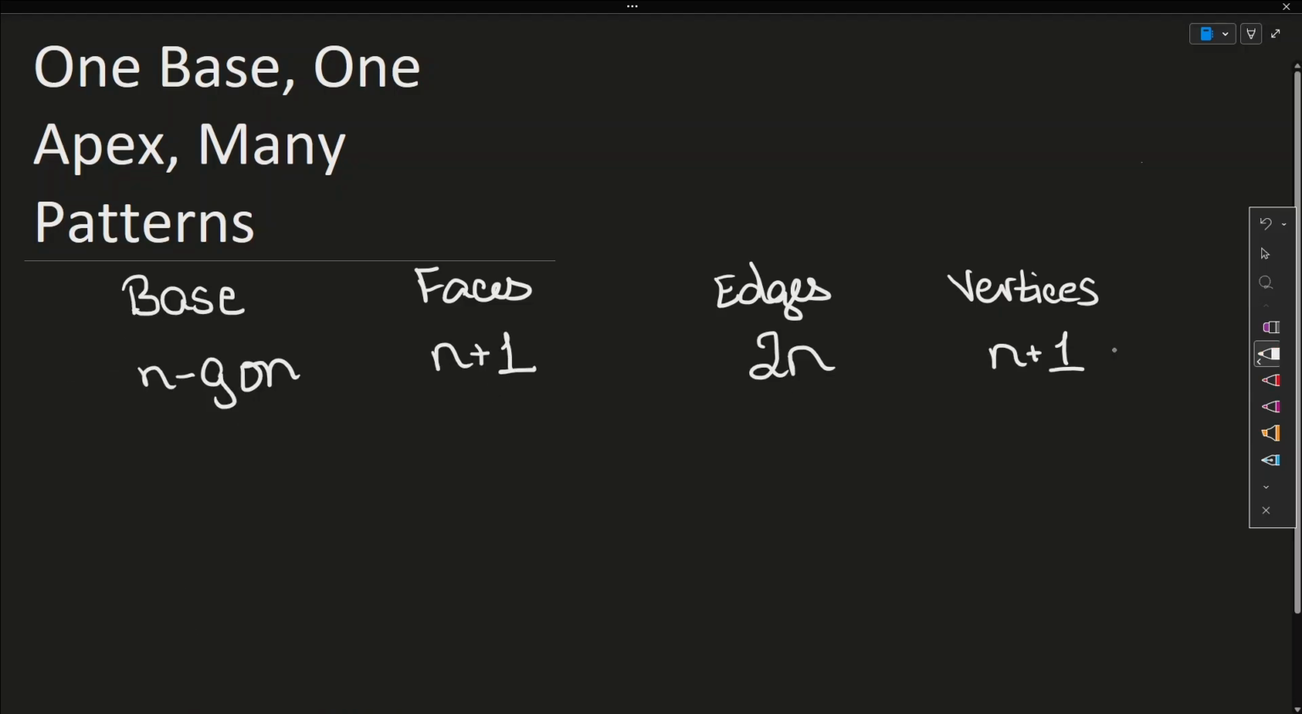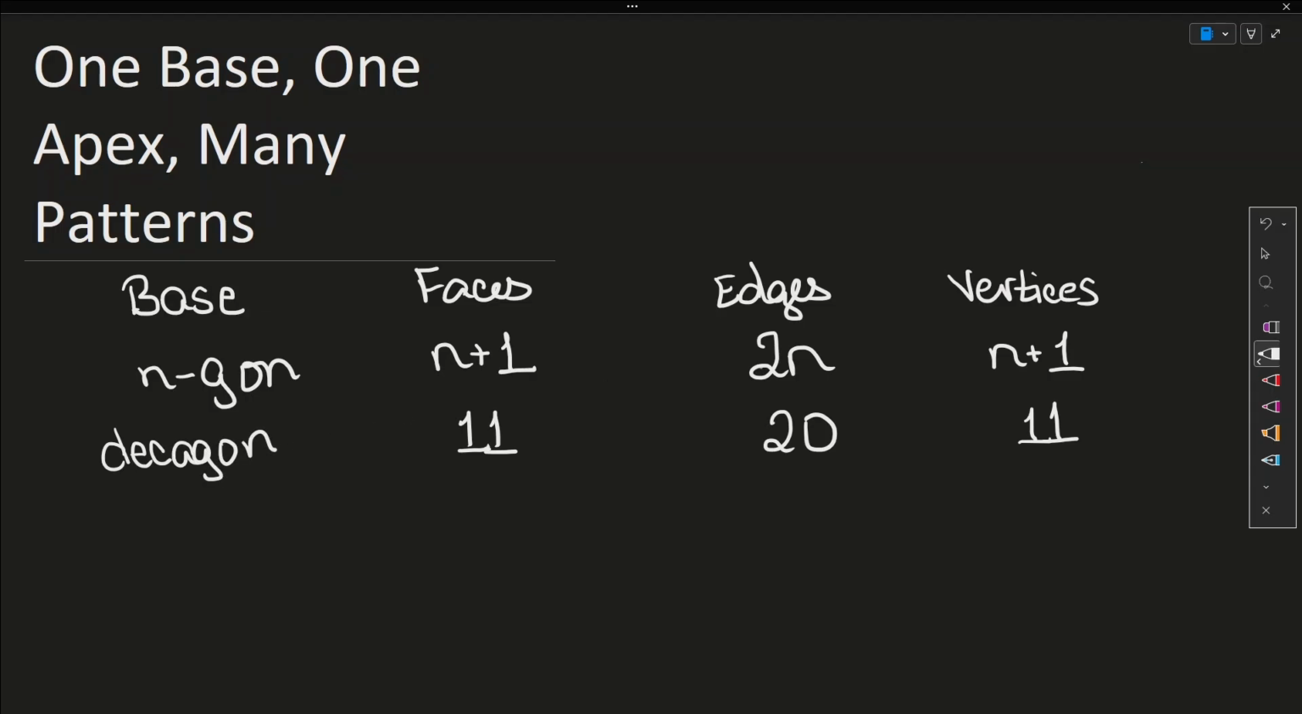Let's look at using these formulas. What type of pyramid would have 11 faces, 20 edges, and 11 vertices? Since the faces is the number of sides in the base plus 1, we know we would have 10 sides in the base. This means the base is a decagon. 2 times 10 sides would give us the 20 edges, and the 10 plus the 1 extra vertex would give us 11 vertices. All 3 match, so this is a decagonal pyramid.